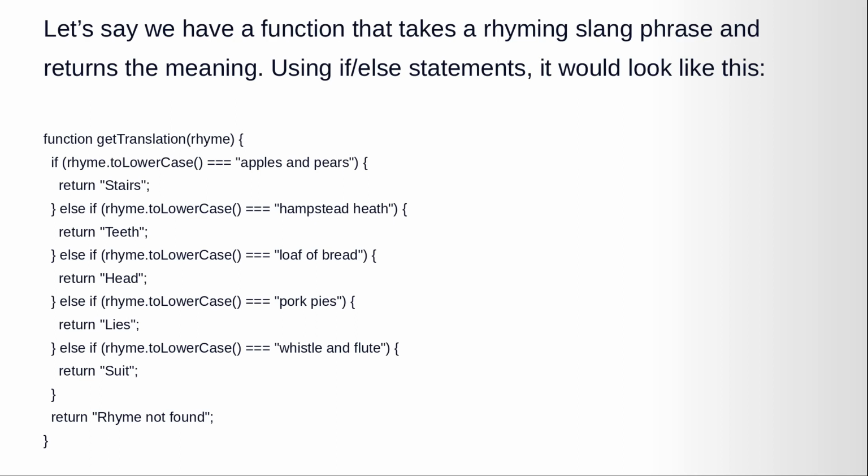Let's look at the first example, which comprises if else statements. Let's say we have a function that takes a rhyming slang phrase and returns the meaning. Using if else statements, it would look like this. Function getTranslation receives a rhyme variable, converts it into lowercase and then compares it with apples and pears, hamstead heath, loaf of bread, pork pies, whistle and flute, etc., and returns the results as follows.